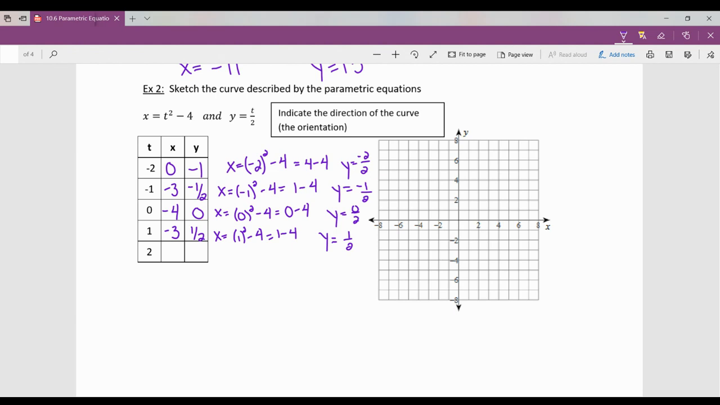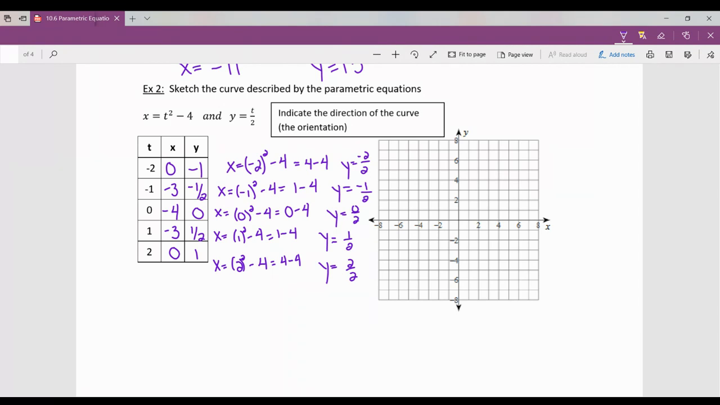And then we've got 2, my last point, my t value is 2, x equals 2 squared minus 4, so that's 4 minus 4 is 0. And then y equals 2 over 2, so 1. All right, so now I'm going to go ahead and plot those points.